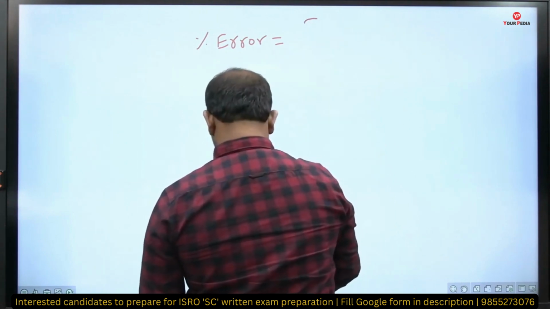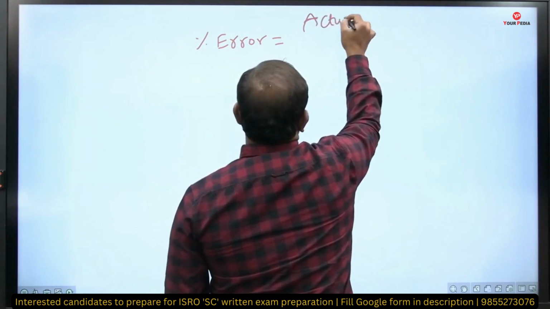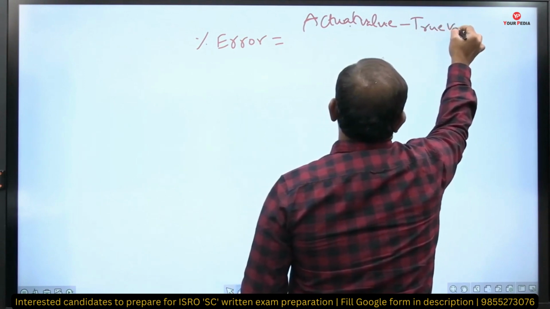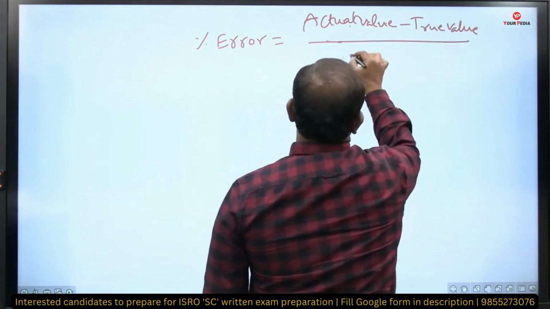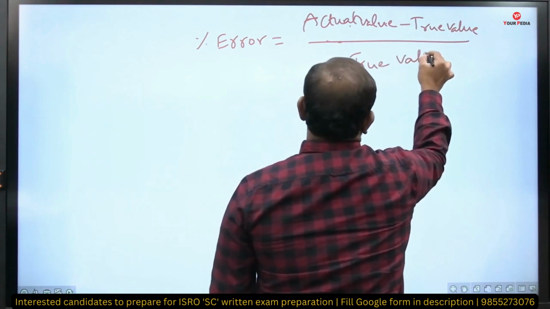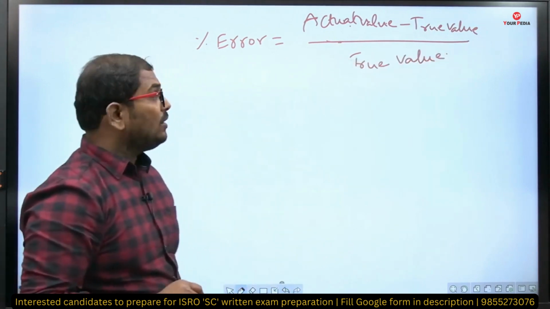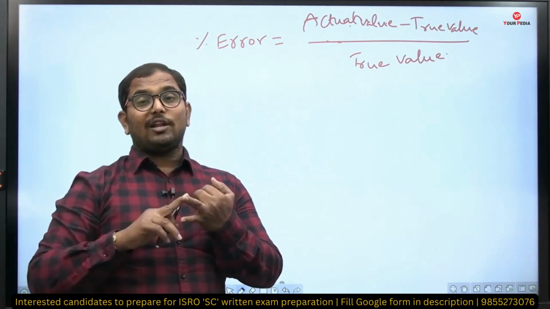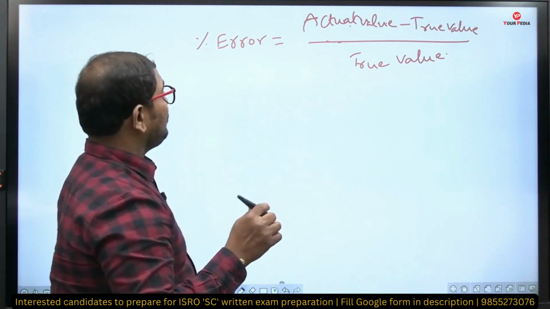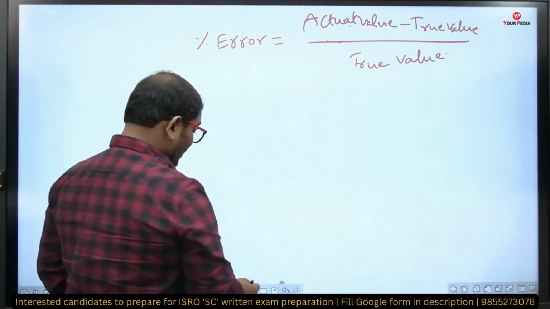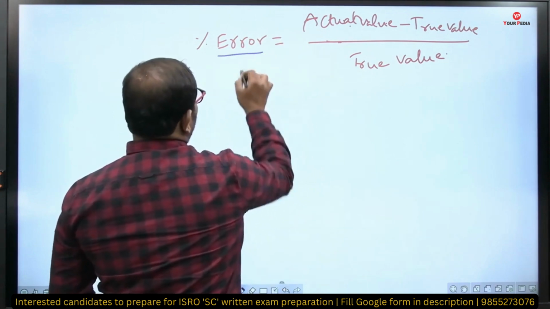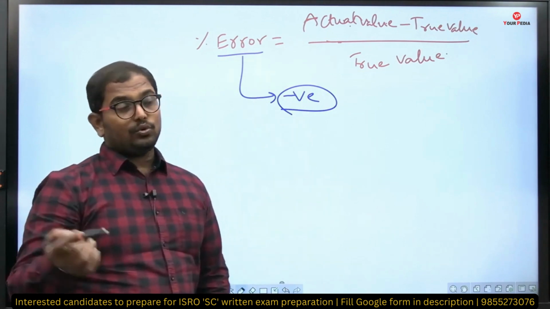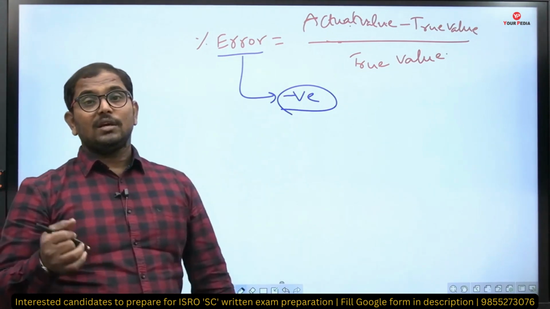So this value is actual value minus true value, divided by true value. So this is the problem. Because of the presence of resistance either in the ammeter or voltmeter, the actual value is less than the original value, less than the true value. Because of this, most of the time this error will be negative. Always this error will be negative.